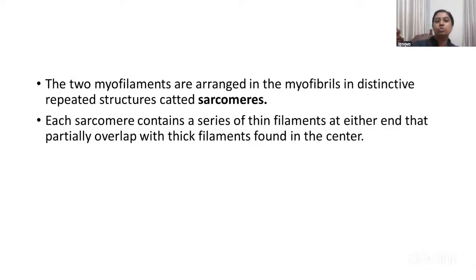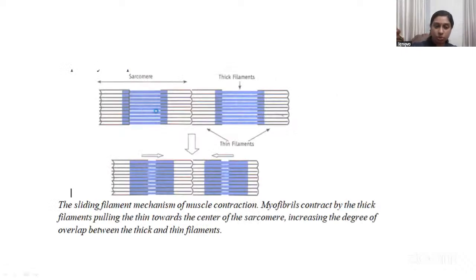Okay. So two myofilaments are arranged in myofibrils in distinctive repeated structures which are called sarcomeres. And each sarcomere consists of thin filaments. During muscle contraction, when actin and myosin cross bridges are formed, the thin filaments are moved towards the center and the muscular contraction occurs. That's what we call the sliding filament mechanism of muscle contraction. And when ATP is formed outside during the muscle contraction, this phosphate and ADP are released outside and they combine together to form ATP.